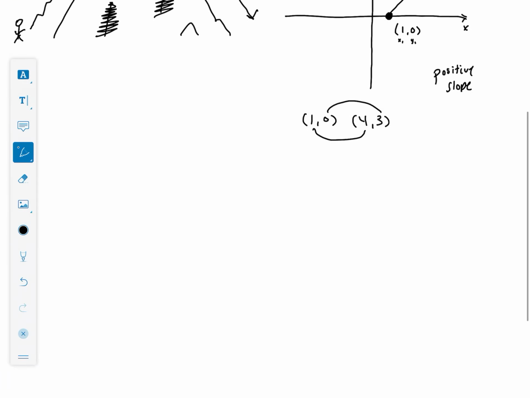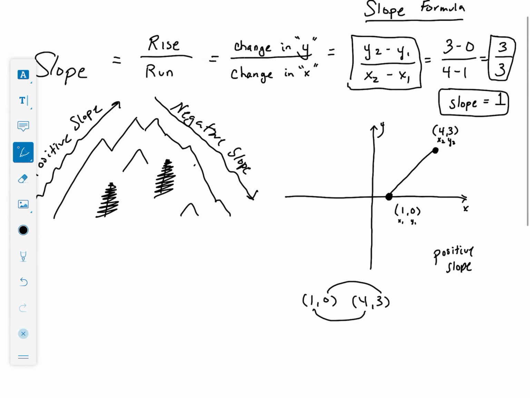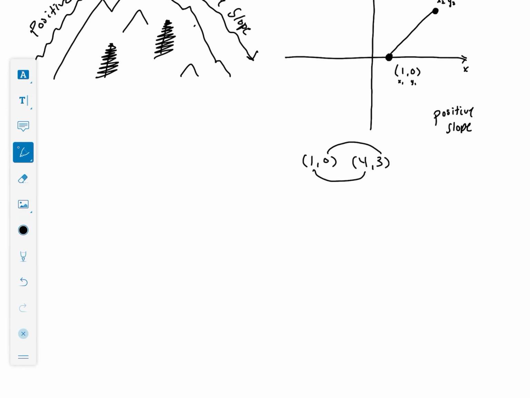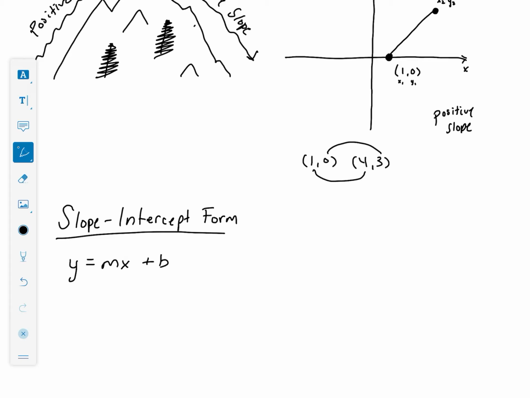Now, I want to show you another aspect of slope that you might not be familiar with, or you might need a refresher. And that's working with slope intercept form. Now, slope intercept form is our basic form of a linear equation or a linear function. And it's always in the form of y equals mx plus b, where m stands for our slope and b stands for our y-intercept.